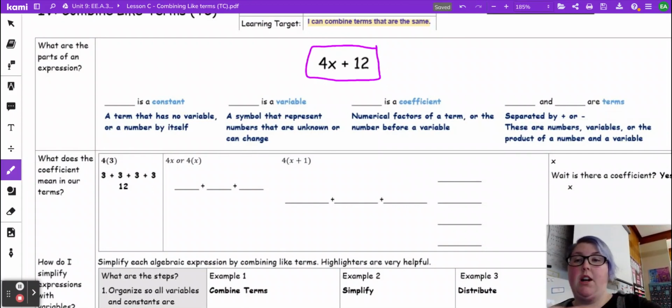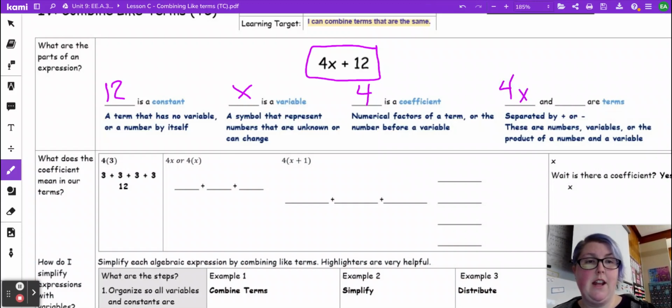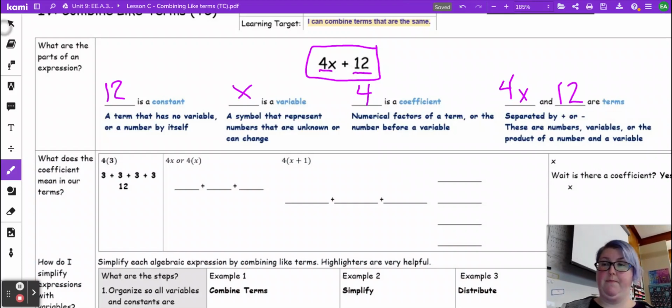So remember, the constant is 12. It won't change. X is the variable. We don't know. X will change. 4 is the coefficient. It goes with the x. They are together. It's always some sort of number. And then our terms are 4x and 12. They are separated by a plus or a minus. So 4x is a term and 12 is a term.